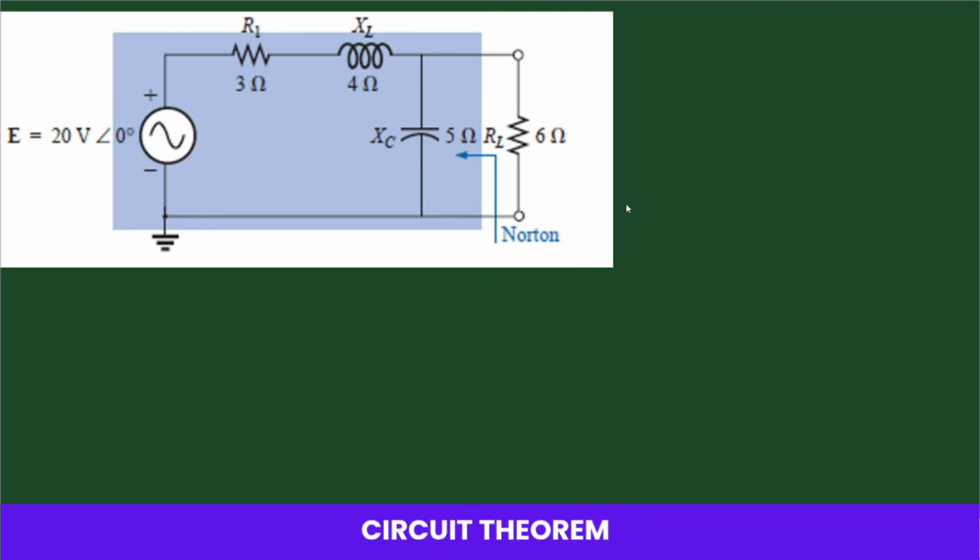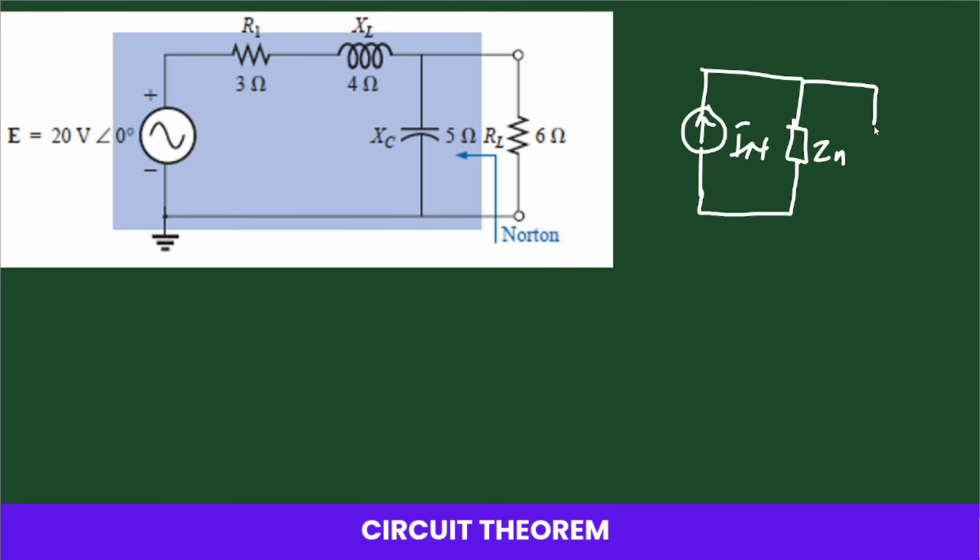The Norton's equivalent circuit is given by a current source, which is the Norton's current, in parallel with Zn, which I call the Norton's impedance, and then also in parallel with another impedance called the load impedance, ZL. So we already know the ZL. The ZL is what we are actually finding the current or whatever across it.